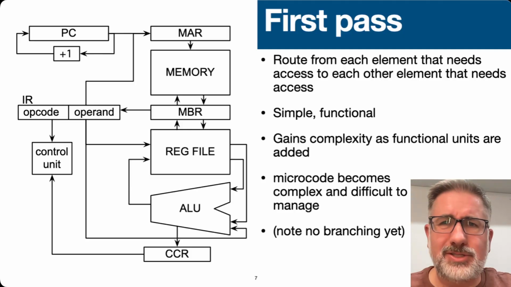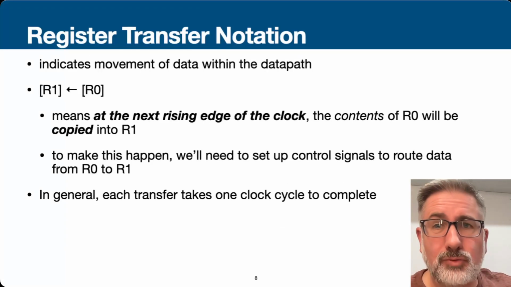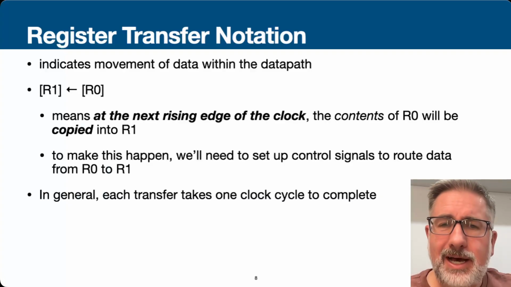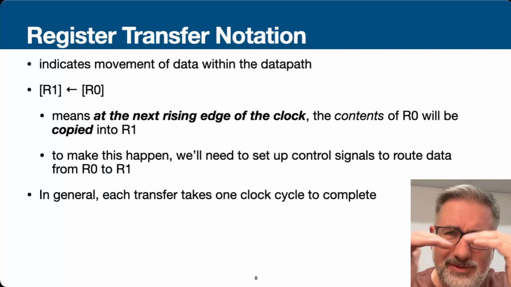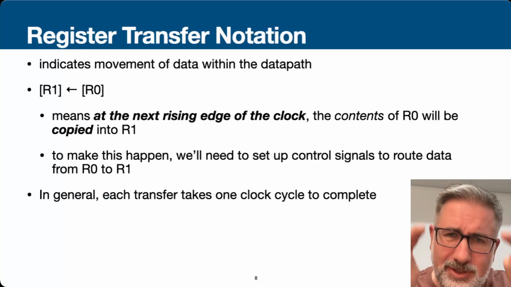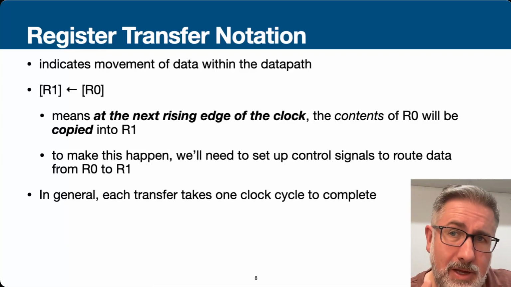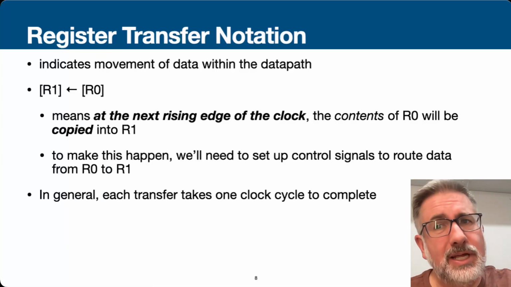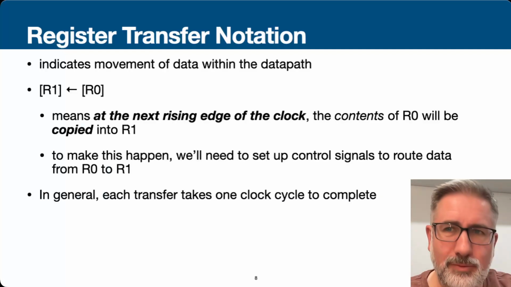Well, the first thing I want to do is take a step back and introduce a notation that we're going to use called register transfer notation. This is going to give us an idea of where we're going to move things and make it easy to specify. When we put something in square brackets, that just means the contents of. So we're putting the contents of R0 into R1, and we're copying it. We're not moving it. We're not getting rid of it in R0.